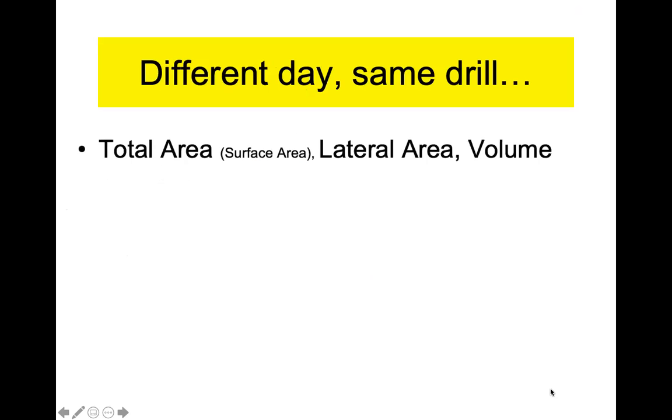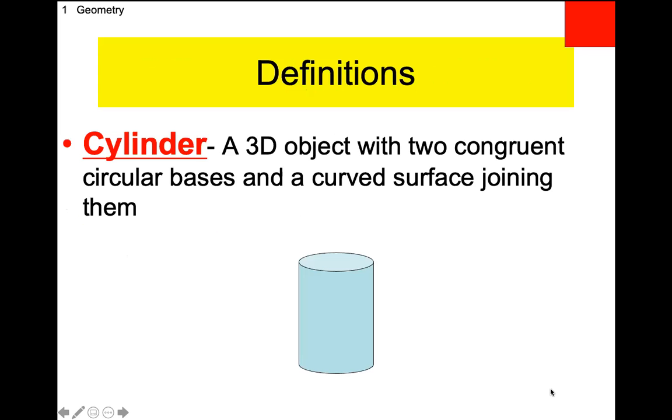We're going to be calculating total area. That's a fancy word for surface area. The lateral area is part of the surface area or the total area. That's just the side area. And then lastly, volume. So same drill, except with cylinders and cones. So 2 different shapes. All right, put this in your book of truth, please.